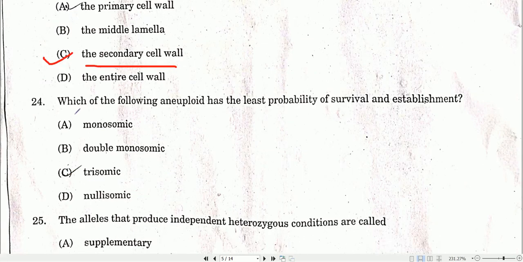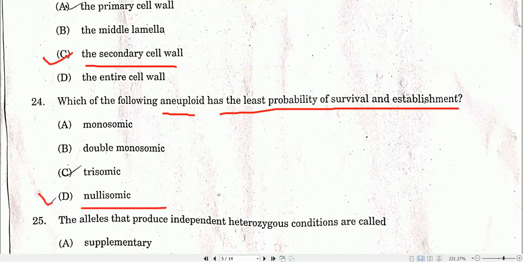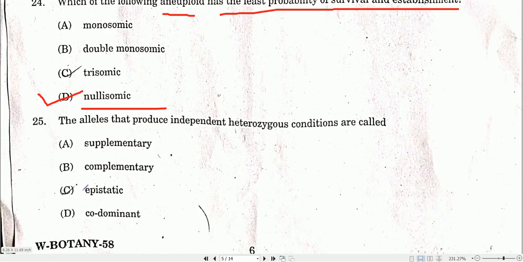Coming to question number 24, which of the following aneuploid has the least probability of survival and establishment? Okay, so here there is a nullisomic condition that will be your 2n minus 2. Okay, so option D will be the correct one. Option D will be nullisomic. Okay. Coming to question number 25, the alleles that produce independent heterozygous condition. Okay, so in the heterozygote, both the alleles will be independent ones. So that will be your codominance.